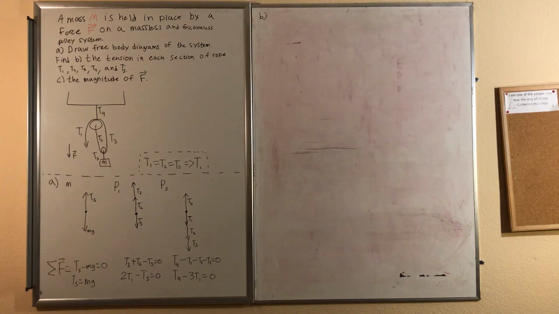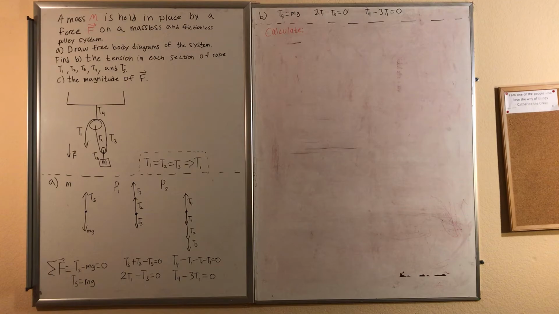Let's move on to part B. To solve for all the tensions, we need to manipulate all the equations to solve for each one, but also we are really only solving 3 different tensions, one in each rope. The equations are T sub 5 equals m times g, 2 times T sub 1 minus T sub 5 equals 0, and finally T sub 4 minus 3 times T sub 1 equals 0. We need to start simplifying, so it is time to calculate.